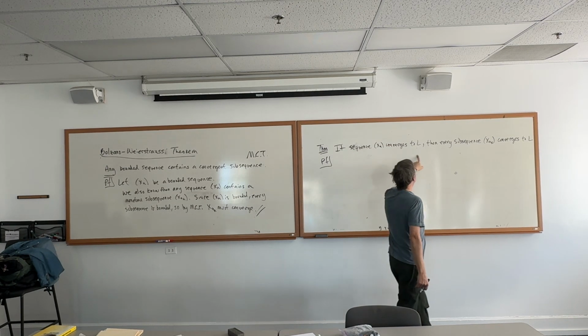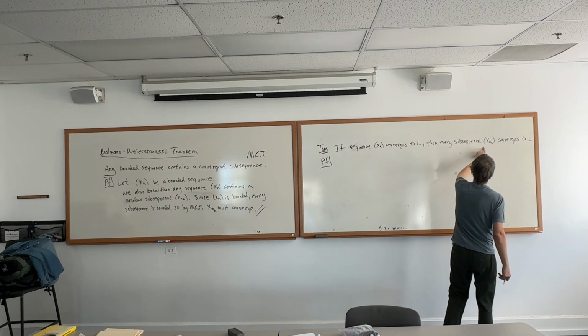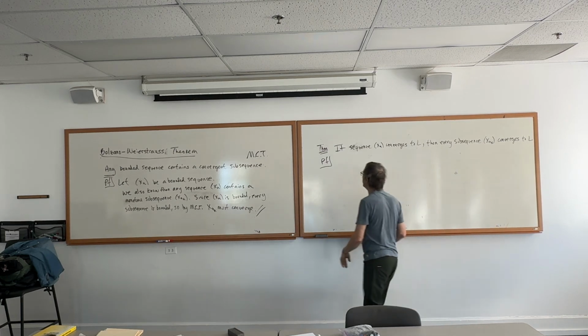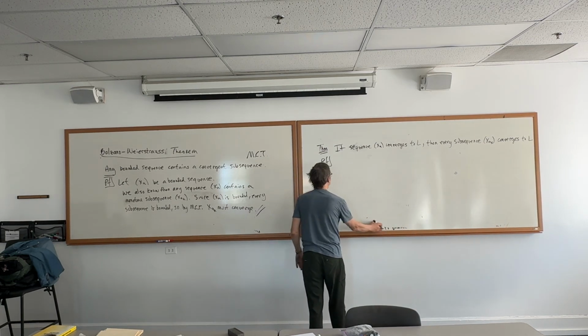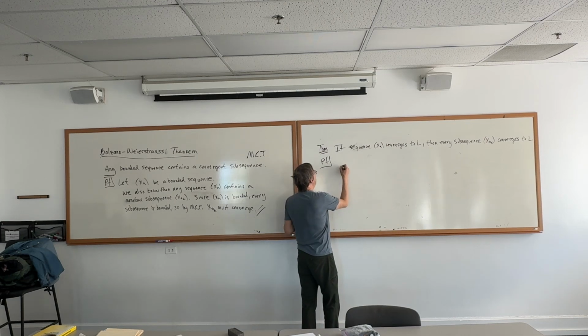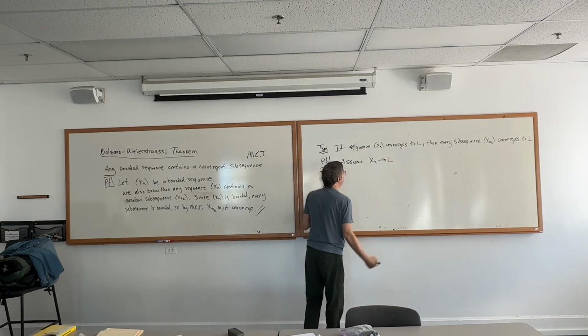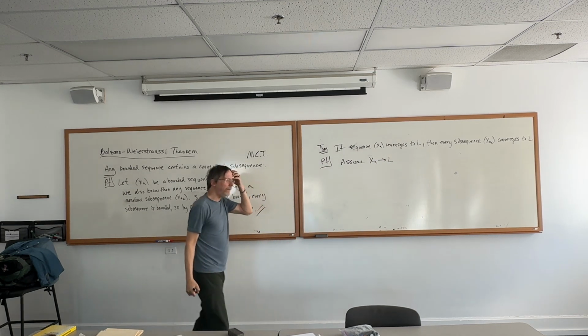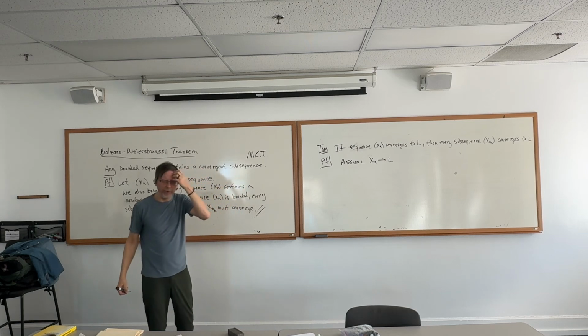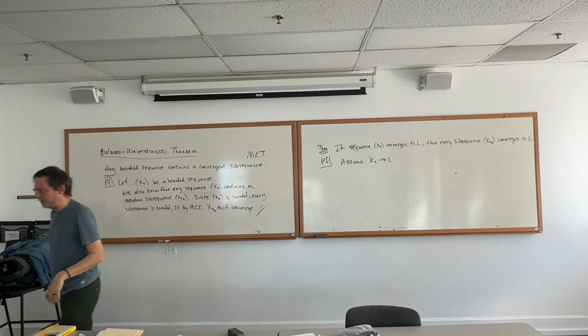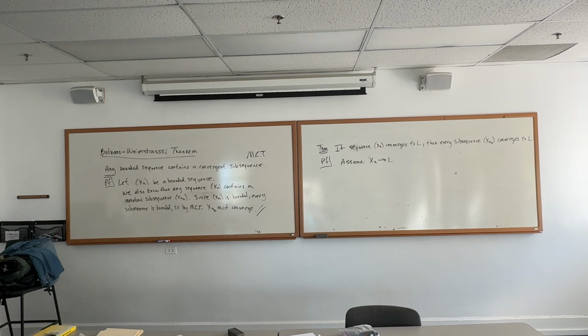If the sequence itself converges to L, then so does every subsequence of that original sequence. So, proof. Let's assume that the sequence x sub n converges to L. Really quick, practice writing out the definition. What does the definition mean? Or how do you write that with epsilons and good stuff?